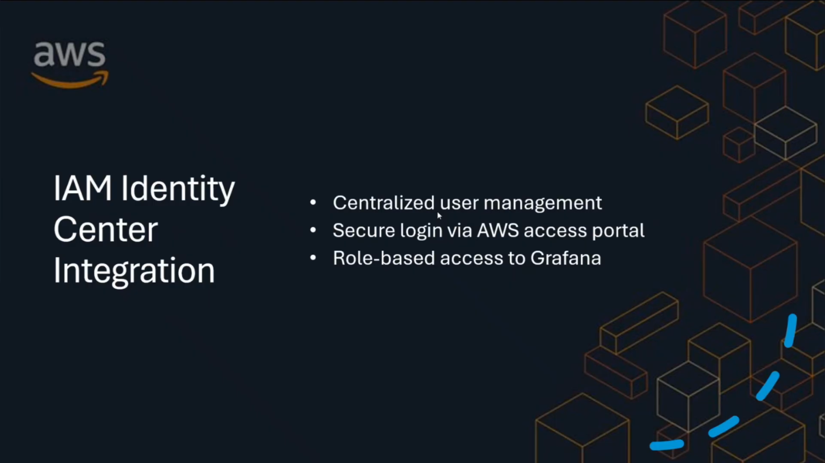IAM Identity Center plays a crucial role in this setup. It allows you to manage users and permissions centrally and provide secure access to Grafana through the AWS Access Portal. This means you can onboard team members quickly, assign roles like admin or viewer, and ensure that only authorized users can access your monitoring dashboards, all without managing passwords or SSH keys.